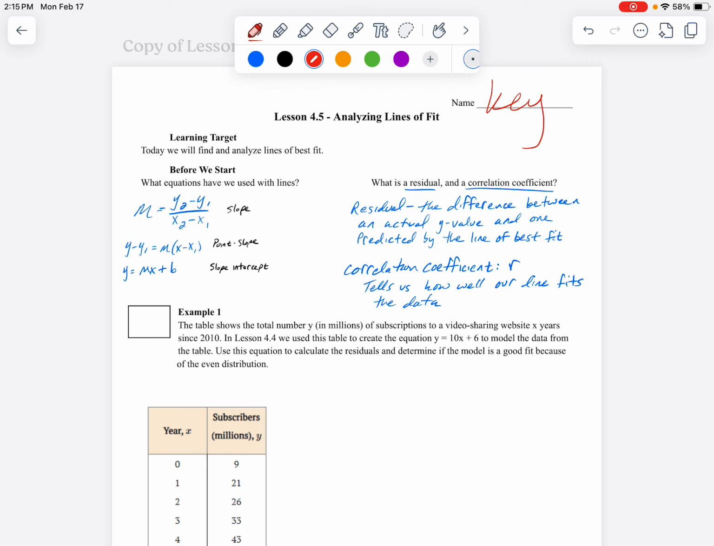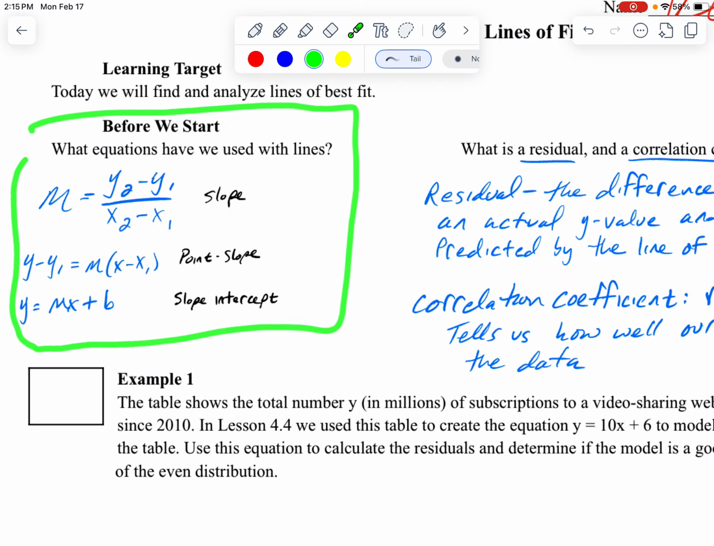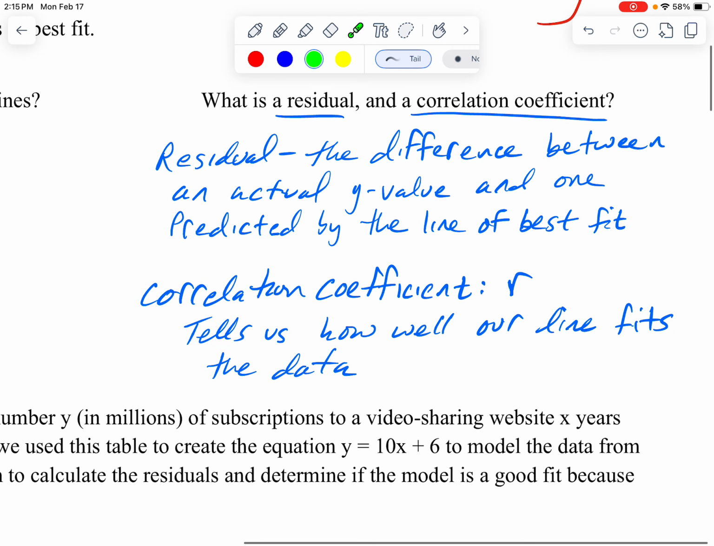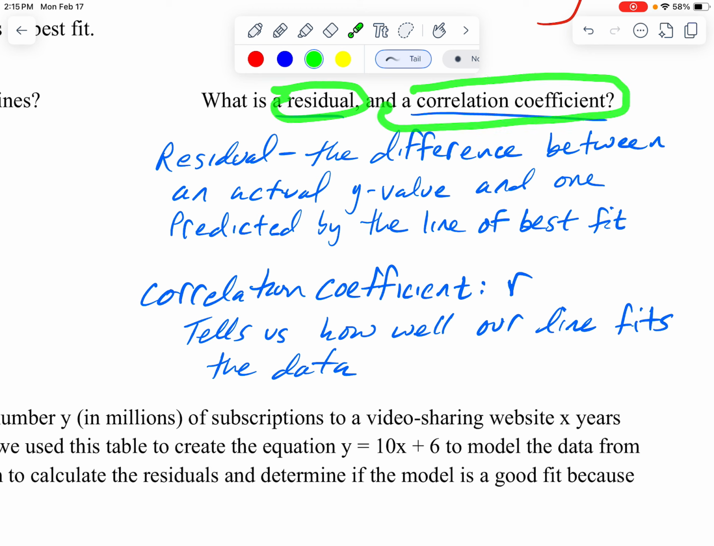This is our video for lesson 4.5, analyzing lines of best fit. So again, we're still using these same equations. We still need to know how to calculate slope, put something in point slope form or slope intercept form, and determine which is the appropriate form. Today we're going to be looking at two new ideas. One is a residual, and then the other one is a correlation coefficient.